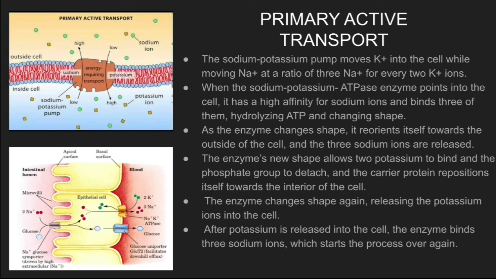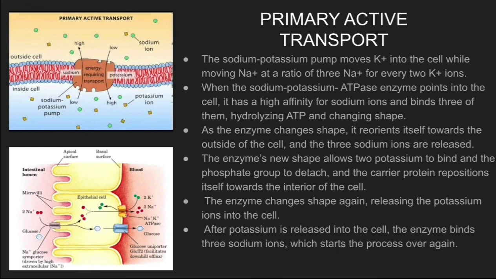As the enzyme changes shape, it reorients itself towards the outside of the cell, and the 3 sodium ions are released. The enzyme's new shape allows 2 potassiums to bind and the phosphate group to detach, and the carrier protein deposits itself inside the interior of the cell. The enzyme changes shape again, releasing the potassium ions into the cell. After potassium is released into the cell, the enzyme binds 3 sodium ions, which starts the process over again.